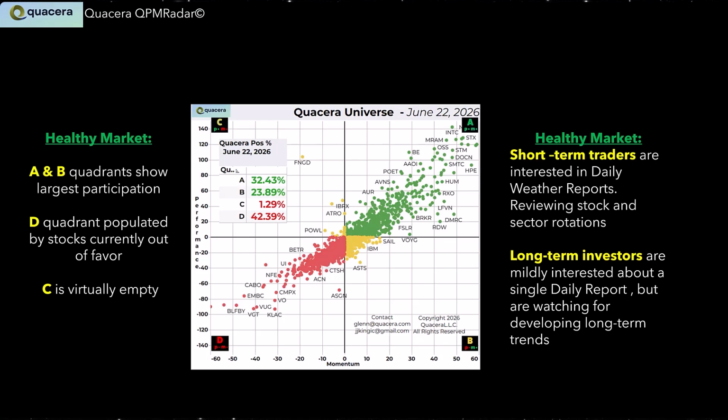In a healthy market, A and B quadrants have the largest participation. The D quadrant is populated by stocks that are currently out of favor, and the C quadrant is virtually empty in a bull market. Short-term traders are interested in the daily report and looking at the migration of issues from A to B back to A, and short-term investors are looking for new trends that are coming out of D.